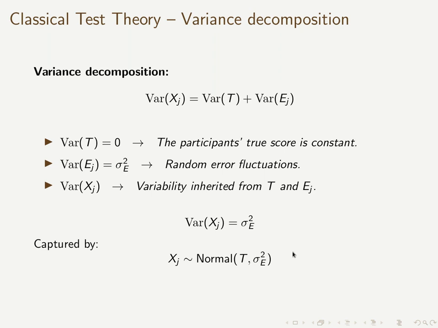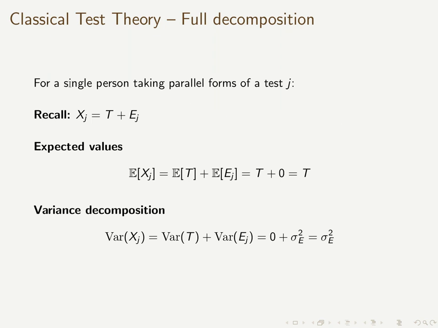So this is just saying that the variability across the different measurements that we collect for a single participant with a fixed true score, we expect that to have a variance equal to the variability of the error terms. Now here we have a full decomposition.